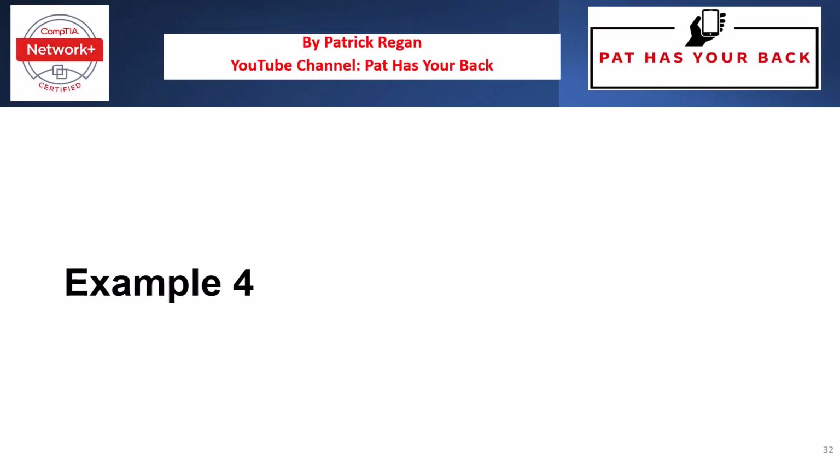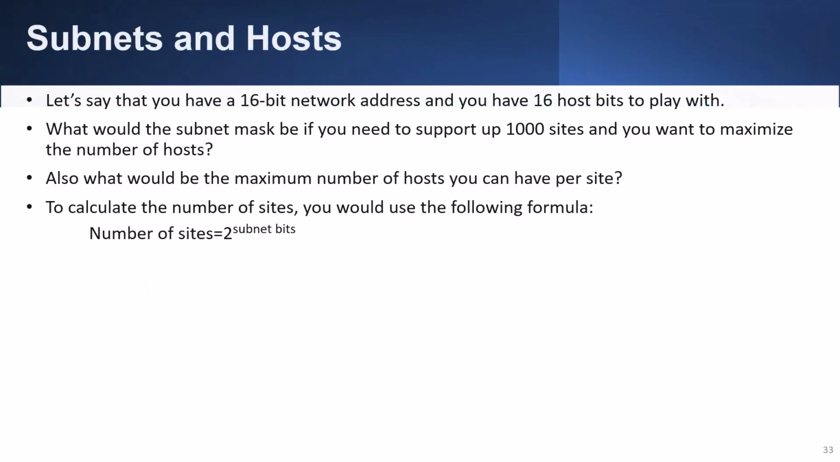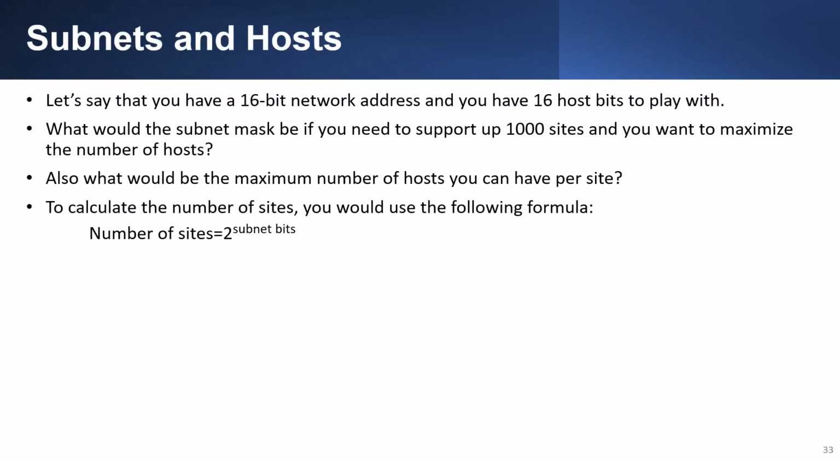Let's look at another example. Let's say that you have a 16-bit network address and you have 16 host bits to play with. What would the subnet mask be if you need to support up to 1,000 sites and you want to maximize the number of hosts? To calculate the number of sites, we'd use the following formula.